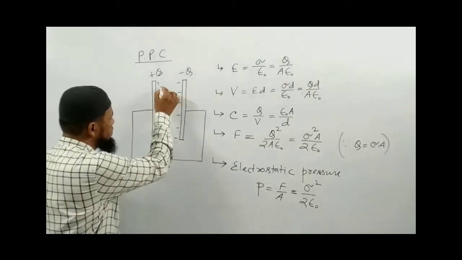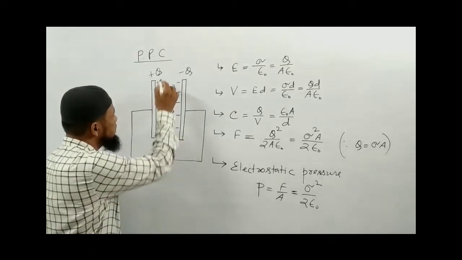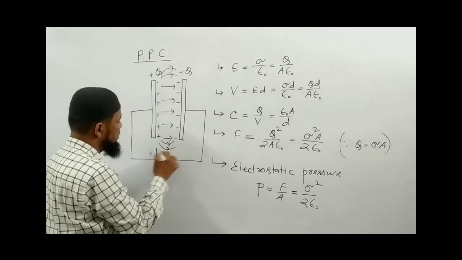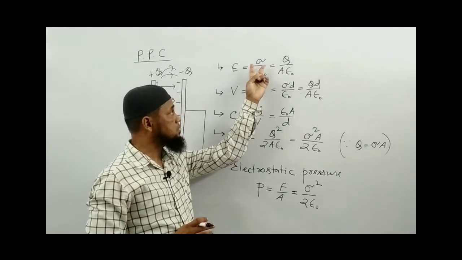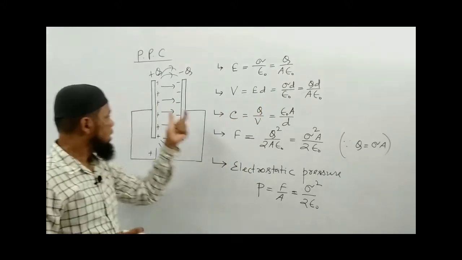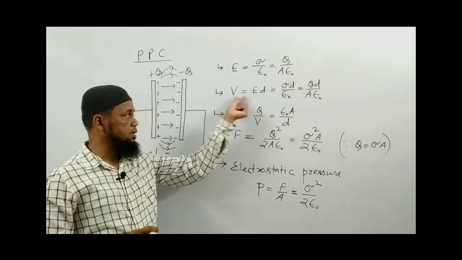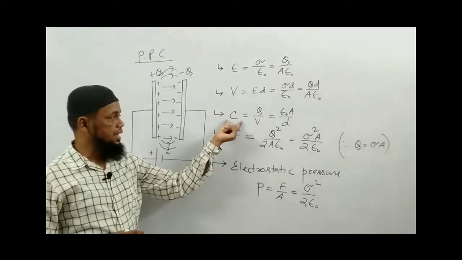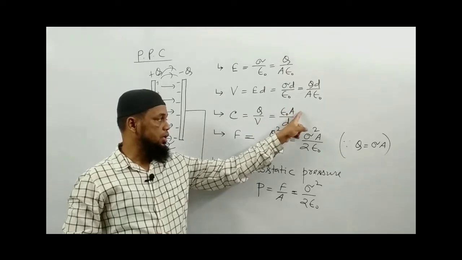So there will be an electric field directed from the positive plate to the negative plate. At the edge there will be some fringing effect. This is the electric field that will exist between the two plates, sigma by epsilon naught, that is Q by A epsilon naught. For a uniform electric field, the potential difference will become electric field into distance. From this expression we get the capacitance of this parallel plate capacitor, which is epsilon naught A divided by D.